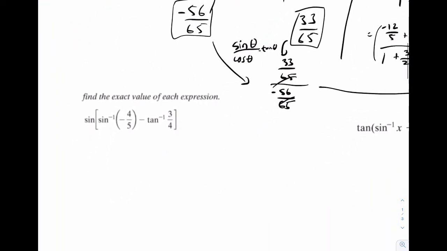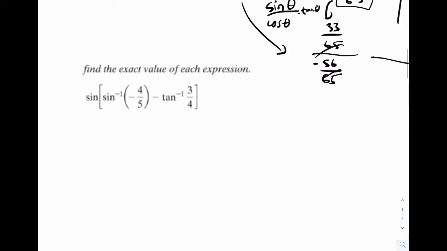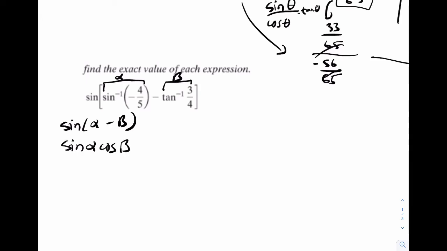Okay, 2 more examples. So here we have another triangle question. Again, this looks difficult, but it's actually not that bad. Call this thing alpha, call this thing beta. So really we can rewrite this as sine alpha minus beta. Use our formula, sine alpha cosine beta minus cosine alpha sine beta. And now you just got to think, well, where are these triangles?